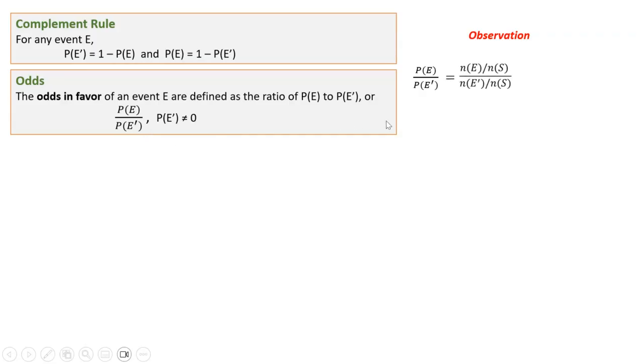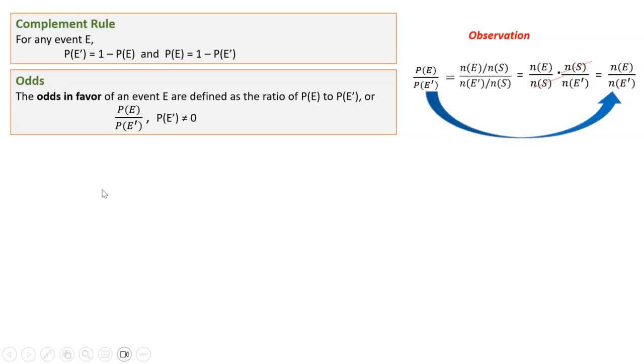Observation: P of E is equal to N of E over N of S, and P of the complement of E is equal to N of the complement of E over N of S. So this becomes N of E over N of S times the second fraction flipped, and it becomes multiplication. So it'll be N of S over N of the complement of E. If you notice, N of S over N of S is equal to 1. So that's where they get the formula from: the number of E over the number of not E. That means for the odds in favor.